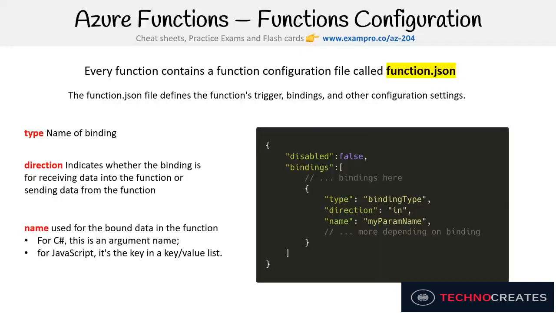And then there's the name, and the name is going to vary. So for C#, it's an argument name. For JavaScript, it's the key value list, but it's what is used to bind data in the function. And we will definitely cover a lot about bindings, because bindings is super important. But just so you know, function configuration file, again, is for trigger bindings and other configuration settings.